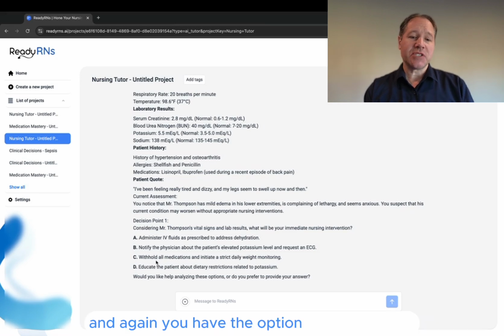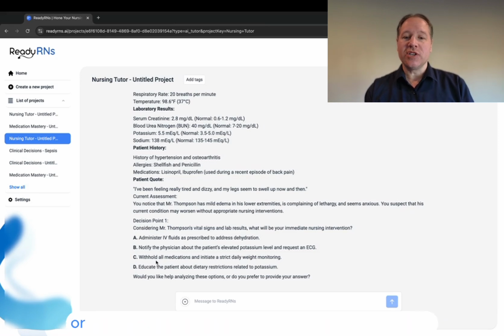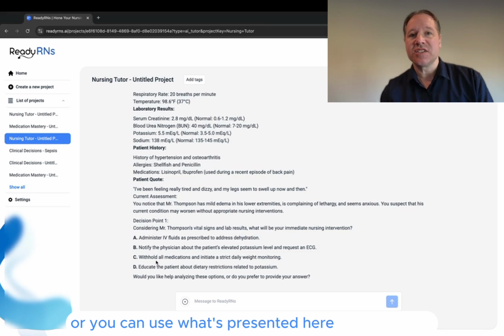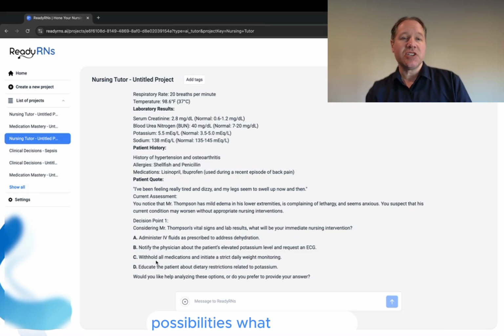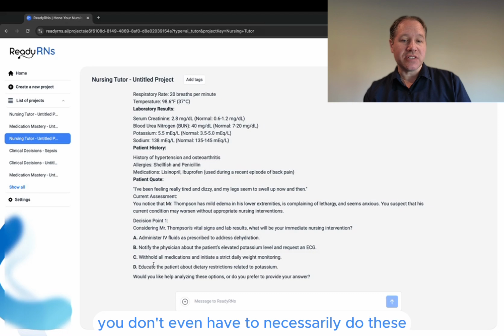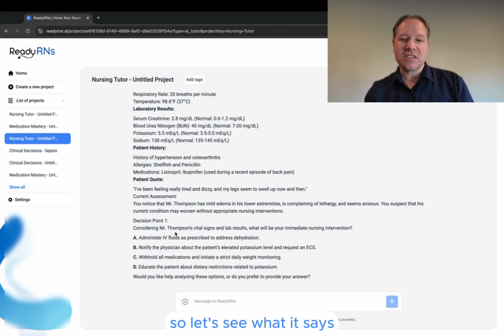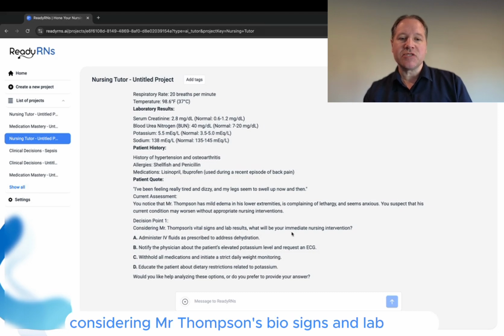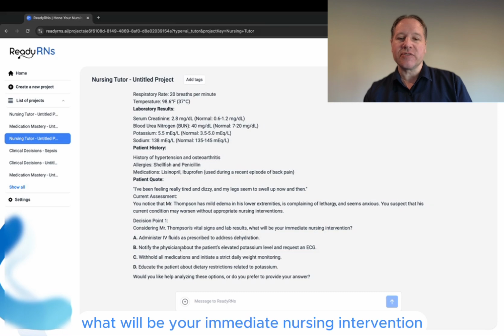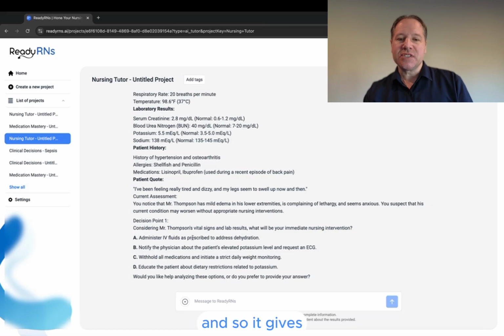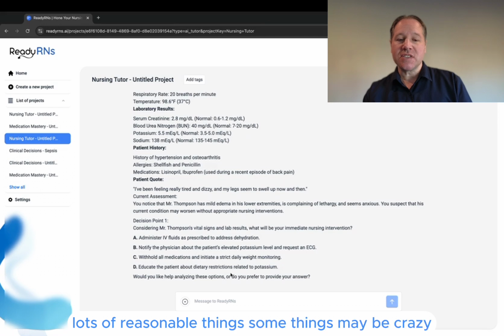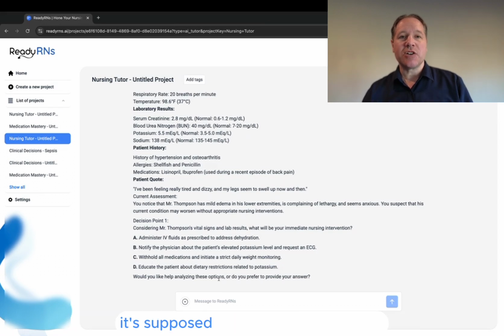And again, you have the option of free typing it, or you can use what's presented here as some hints, possibilities of what you could do. You don't even have to necessarily do these. So let's see what it says. Considering Mr. Thompson's vital signs and lab results, what will be your immediate nursing intervention? And so it gives lots of reasonable things. Some things may be crazy, but that's okay. It's supposed to help us to kind of think, what would we do?